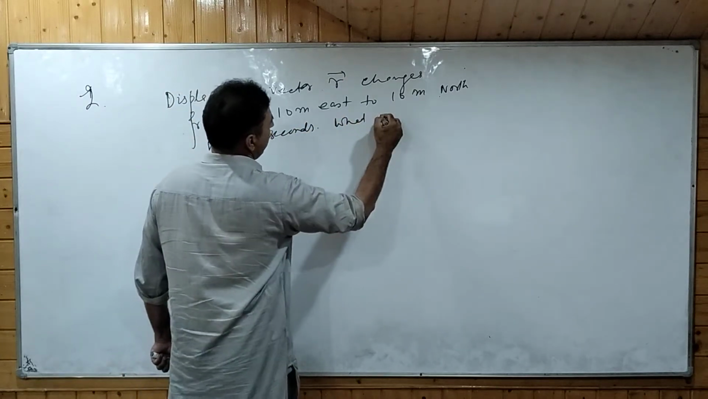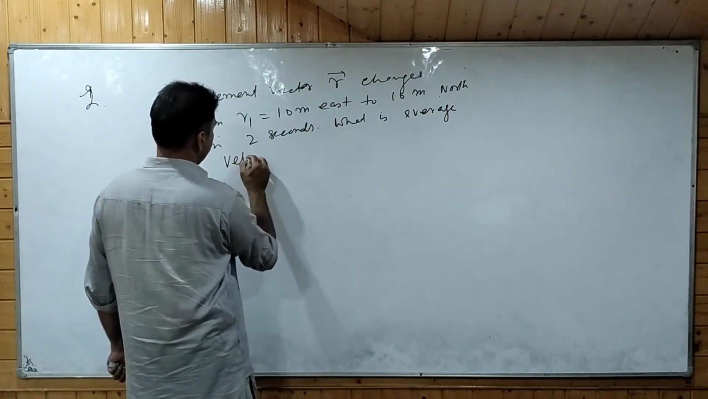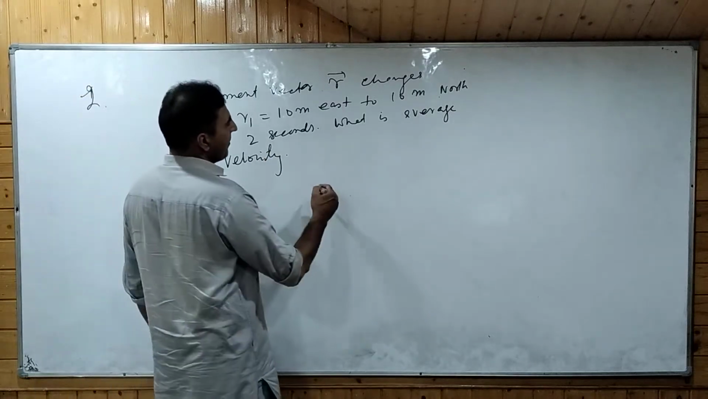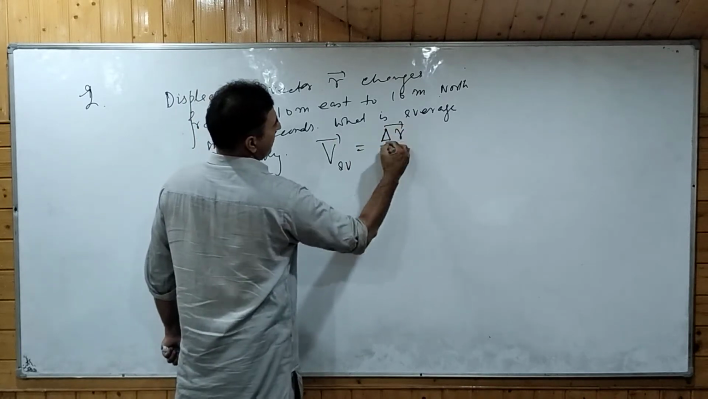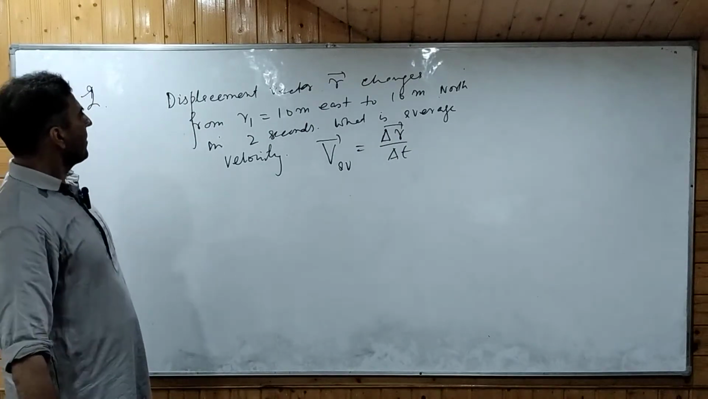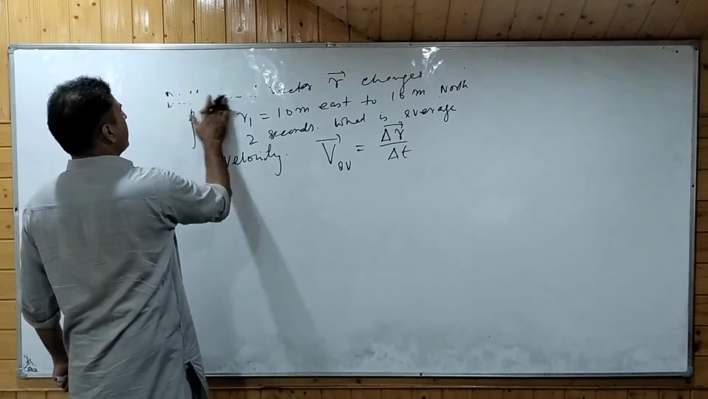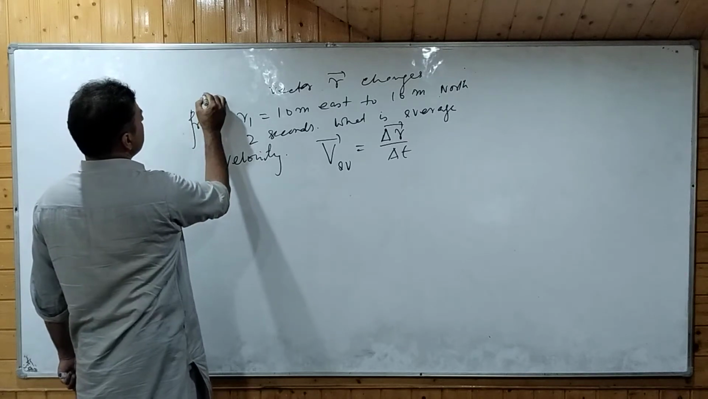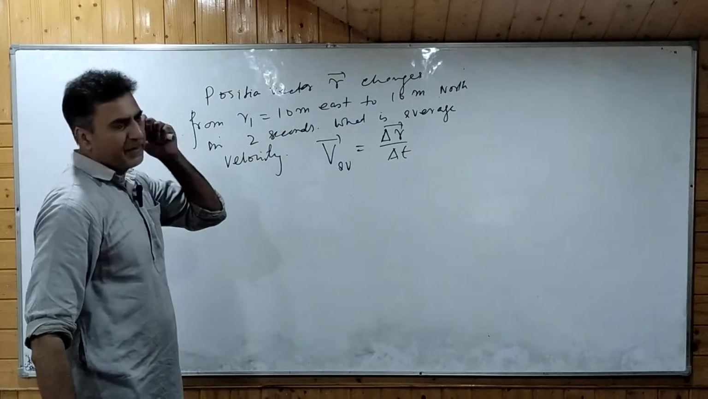What is the average velocity? This is a question that I want to solve. First of all, I must give you the formula for average velocity. Average velocity is displacement divided by time interval. Instead of displacement vector, you can write position vector. It is also correct, but the terminology uses position vector. A change in position vector gives you the displacement vector.